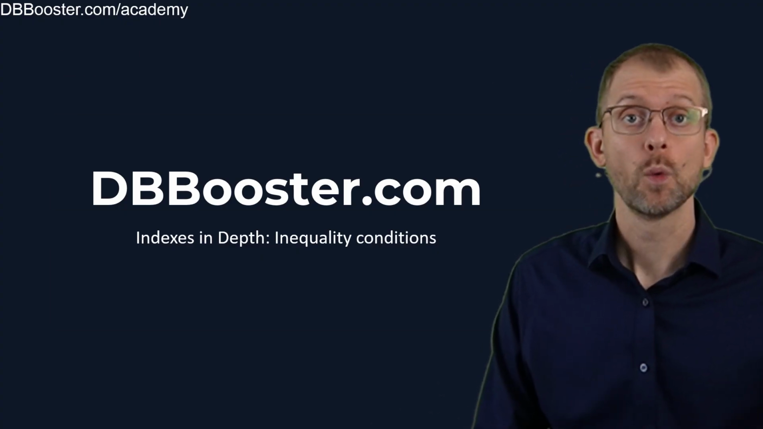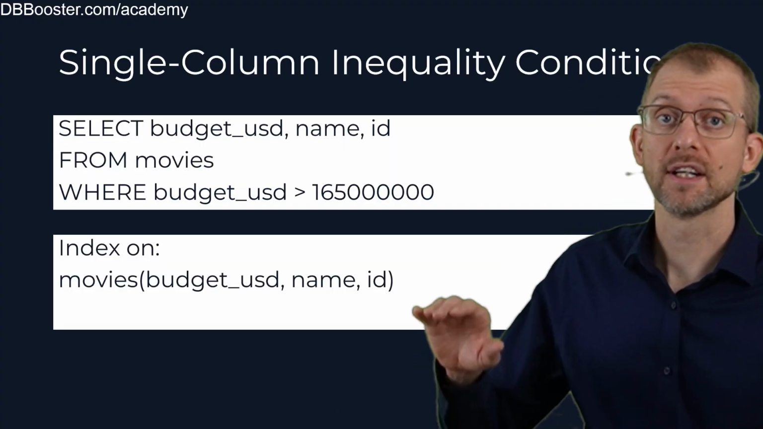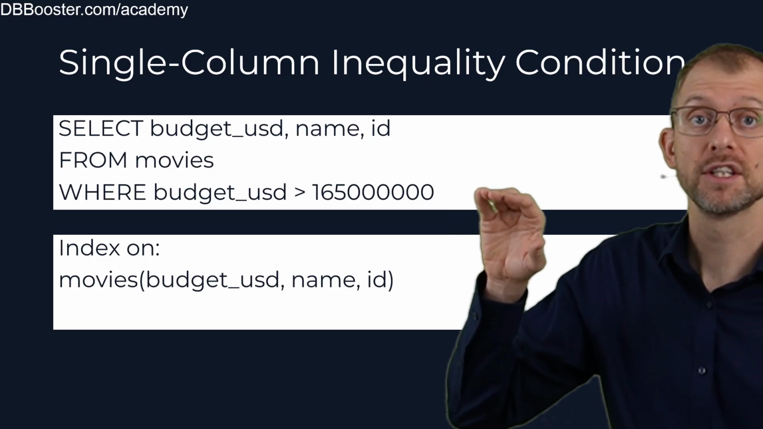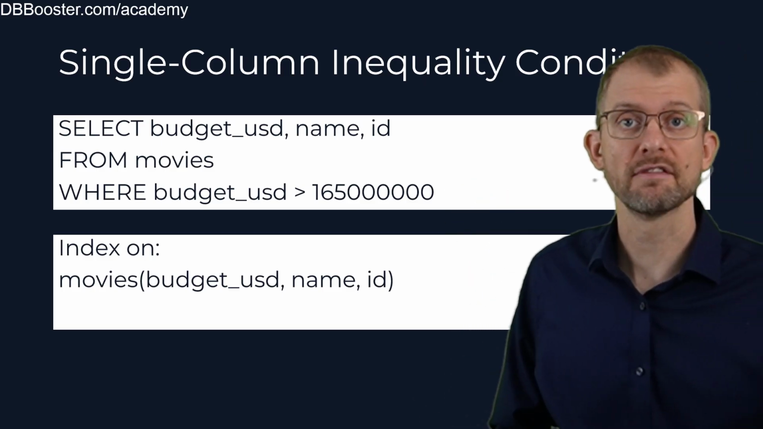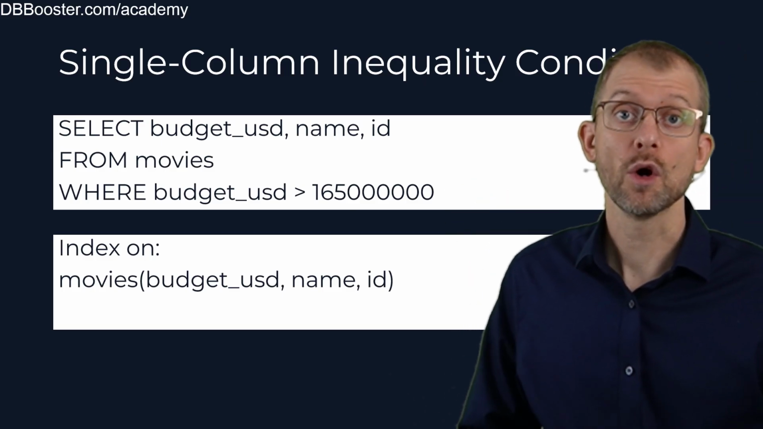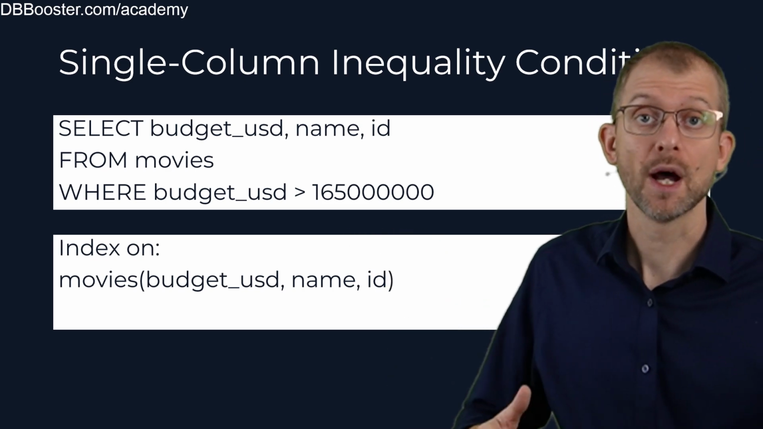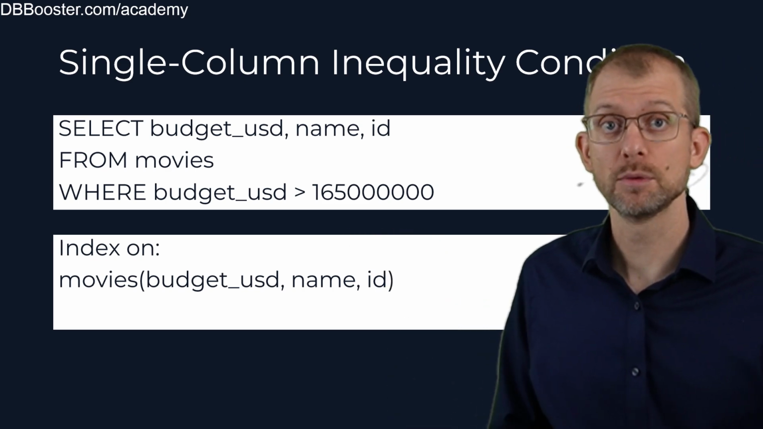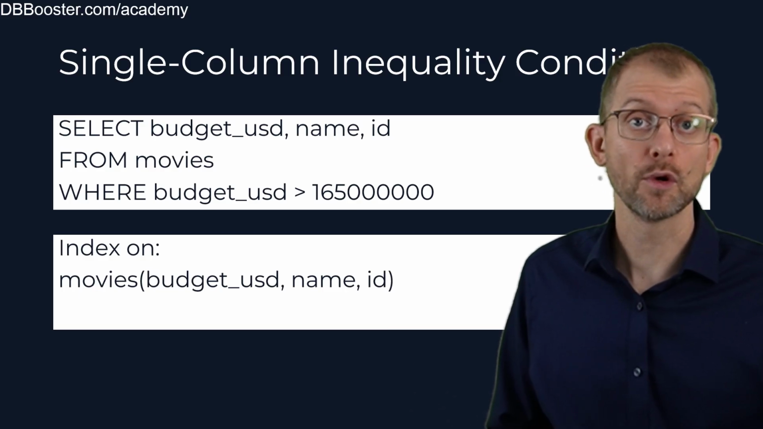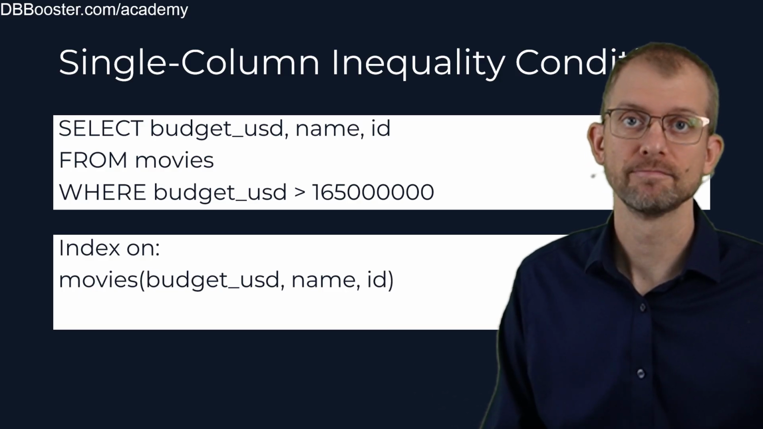Let's start with a simple query that selects movies where the budget is greater than $165 million. We also have an index on budget, name, and ID. Now let's see how the database uses this index to find all rows that satisfy the condition.